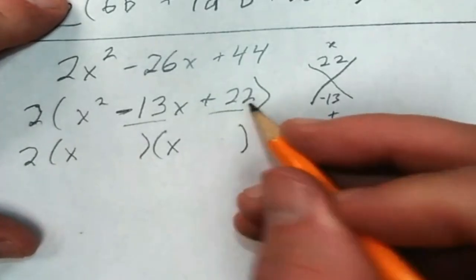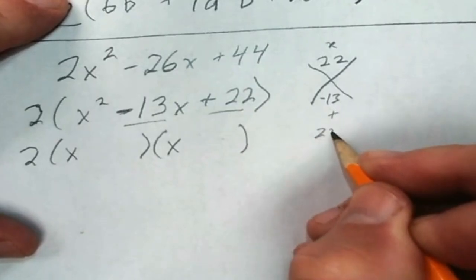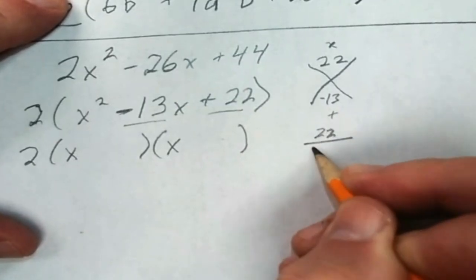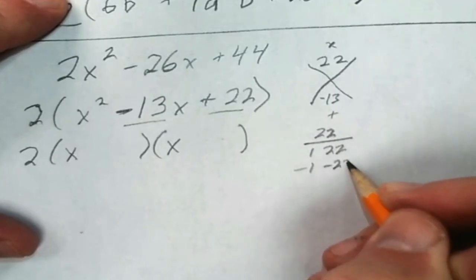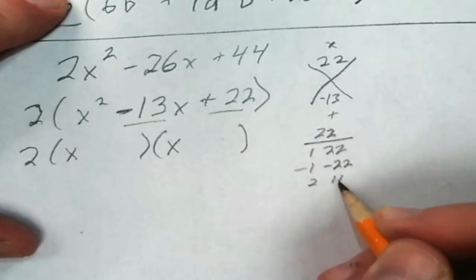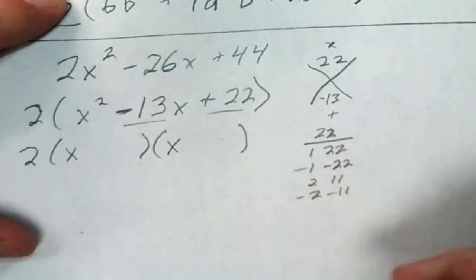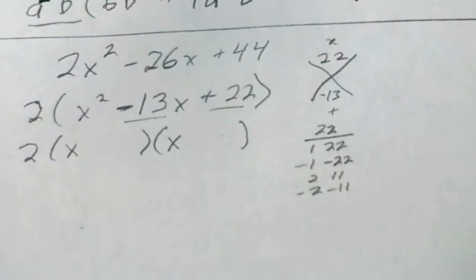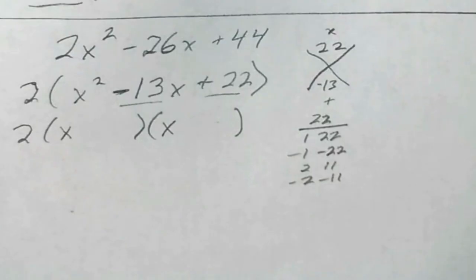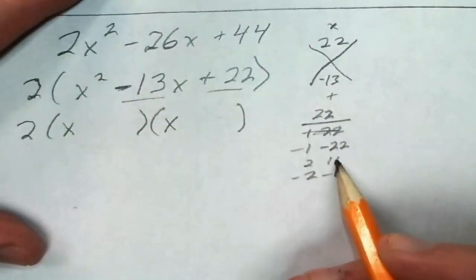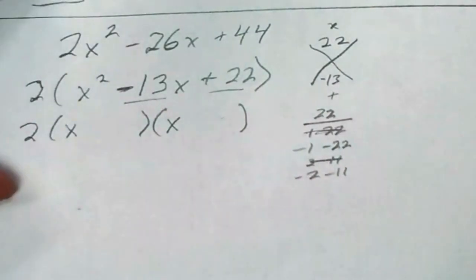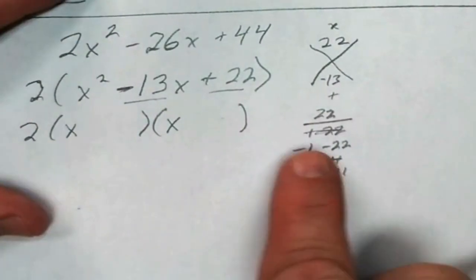Well, 22 does not have many factors. The only way you can get 22 is 1 times 22, or negative 1 times negative 22, or 2 times 11, negative 2, negative 11. That's it, right? There's no other numbers we can multiply together to be that. And since we know they have to add together to a negative number, we don't even need to look at the positive ones.